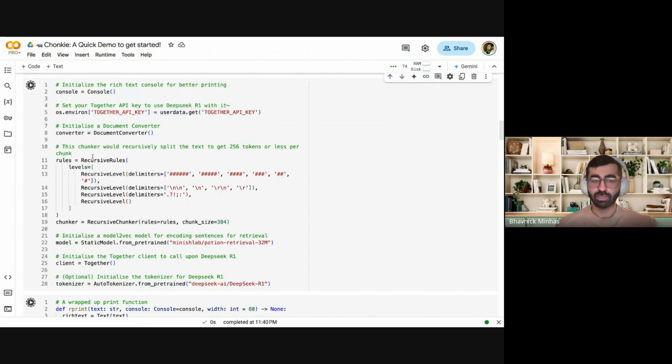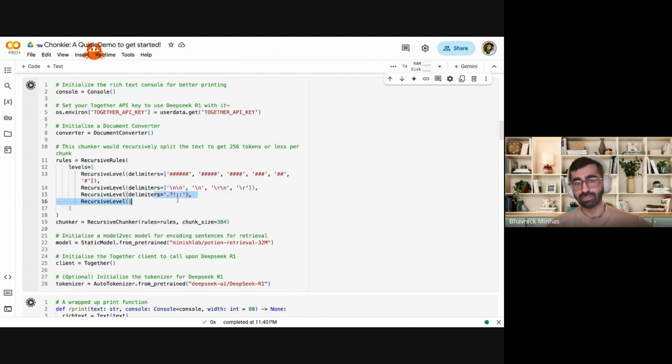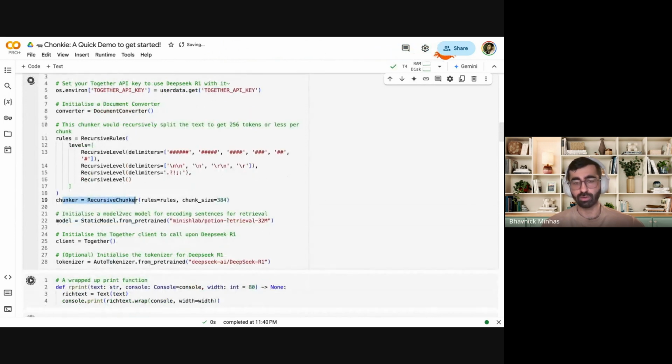We use recursive chunking in this example. So you can see how I did recursive levels. These are for Markdown. Essentially, you get headings, split at headings first, then you split at paragraph levels, and then some delimiters for sentences. And if you do not have any delimiter, it splits at token, sorry. And then you have a chunker that initializes with the rules and chunk size based on the tokens.